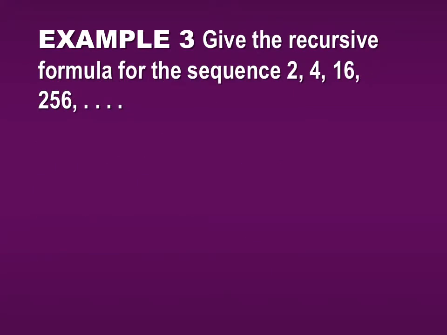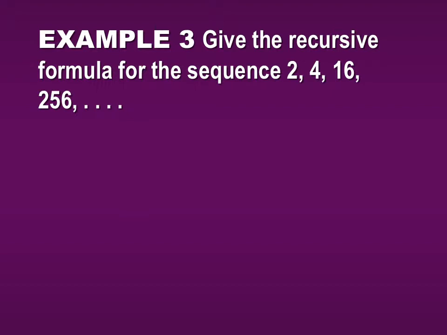Now let's go backwards. This time we're actually given the sequence 2, 4, 16, 256, and we want to find the recursive formula. So remember, if they gave us the sequence, that means this 2 is a sub 1, this 4 is a sub 2, this 16 is a sub 3, and the 256 is a sub 4. And we're trying to find a sub n, right? The recursive formula is in the general term.